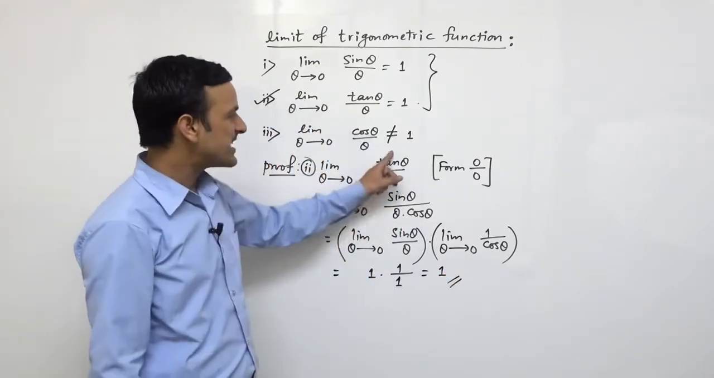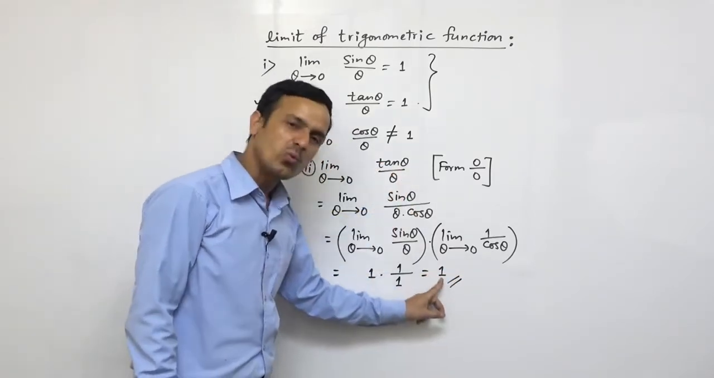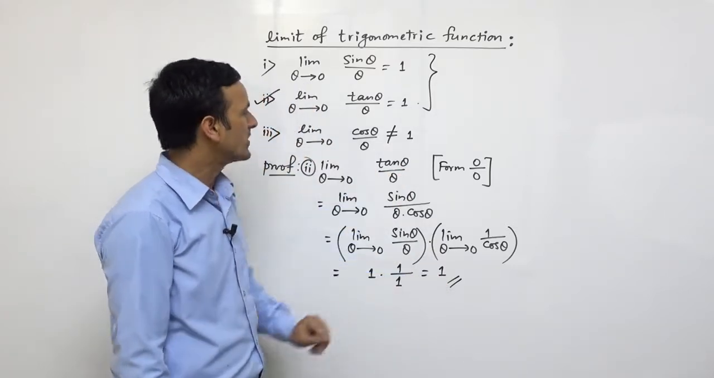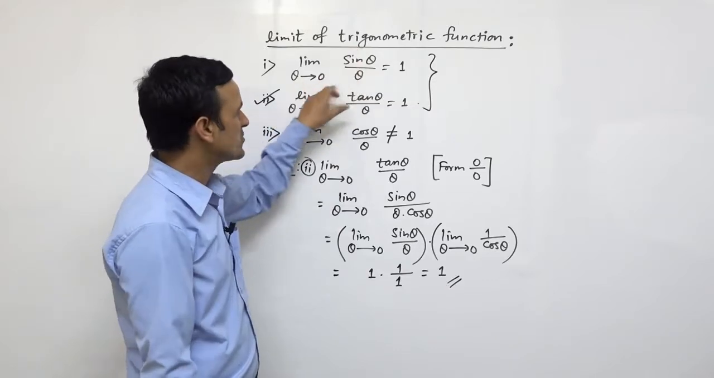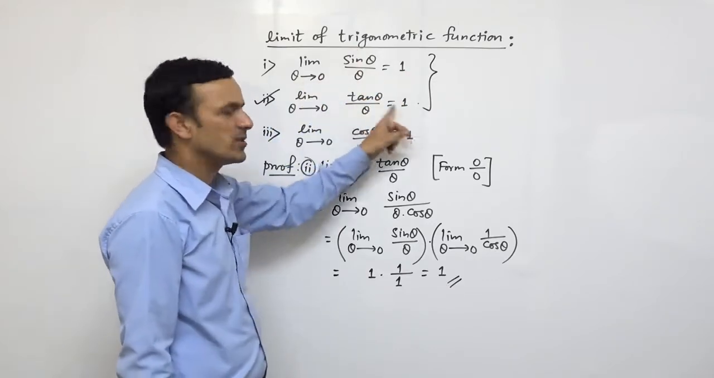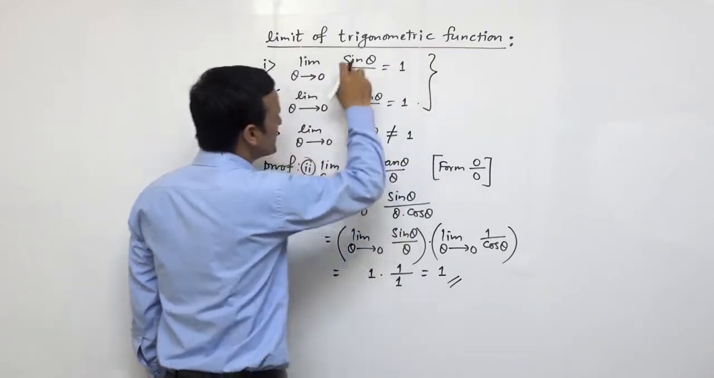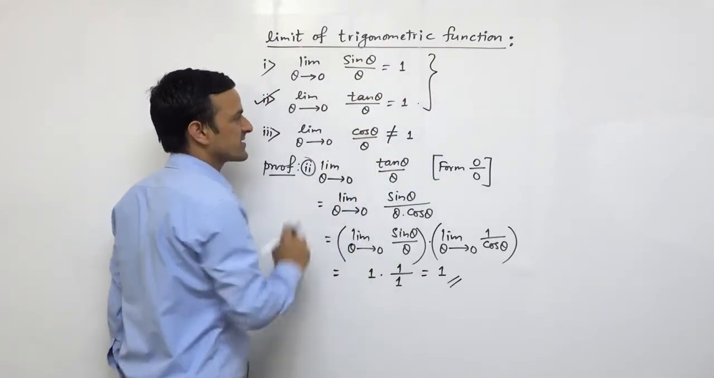So in this way, tan theta by theta is again 1. So for this case also we can write down 1. When theta tends to 0, not only sin theta by theta but tan theta by theta is also 1. So these are the limits of trigonometric functions sin, tan and cos.